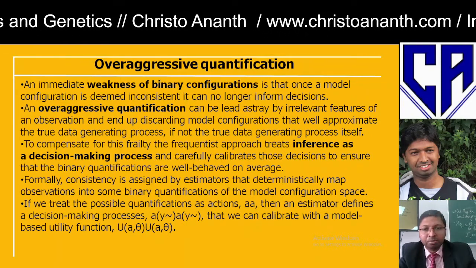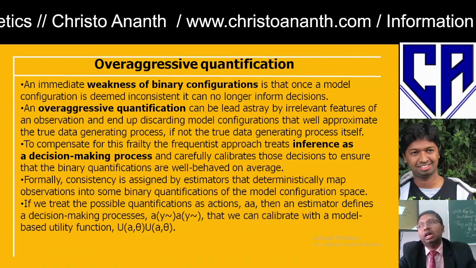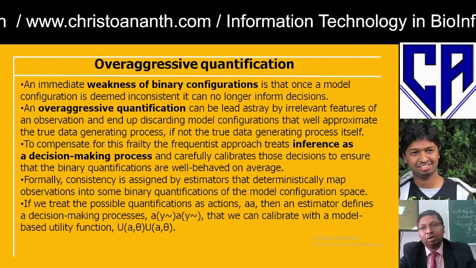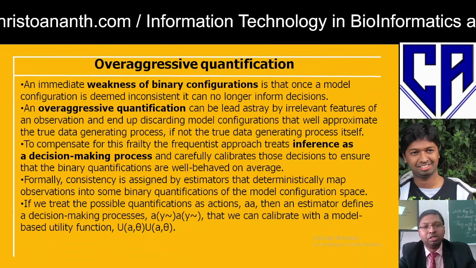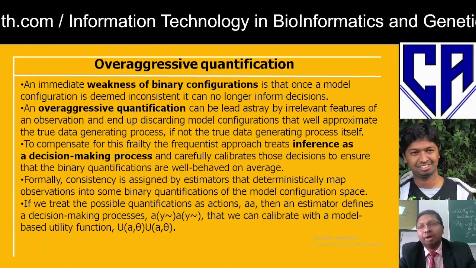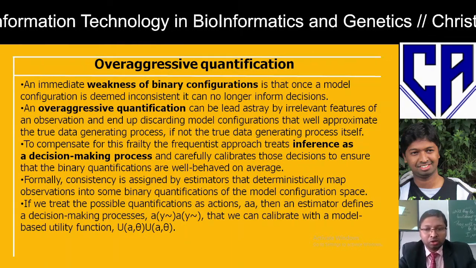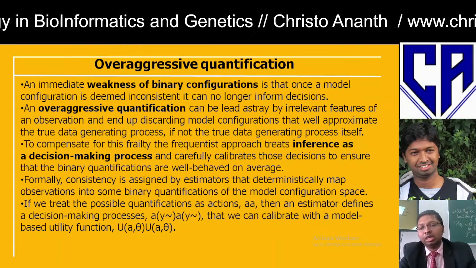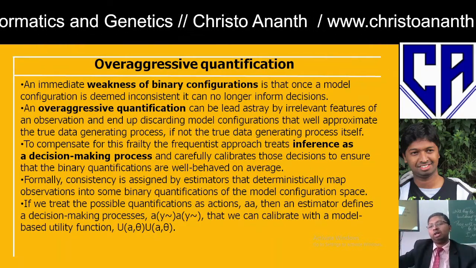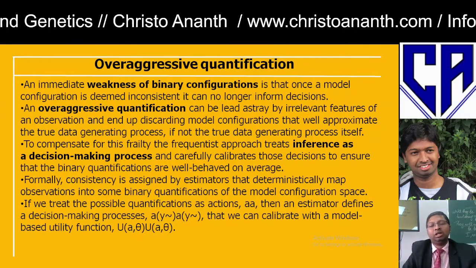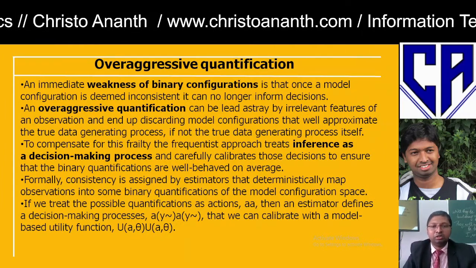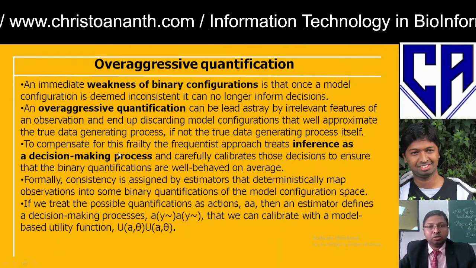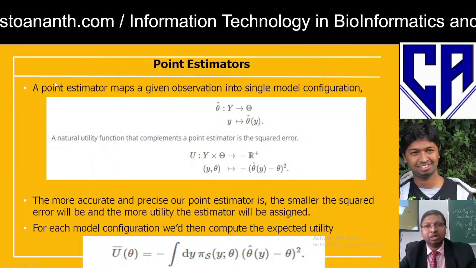So in order to compensate, we have to consider an approach which treats the inference as a decision making process. For the decision making process, we would be considering some binary quantifications. For this case, we would categorize a decision making process, so here we will be explaining a of y bar. That will be calibrated with a model based utility function u of a comma theta. Okay, so this is the model that I am talking about.